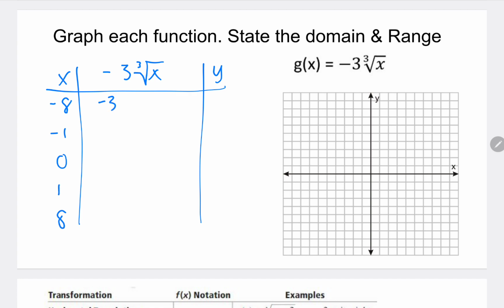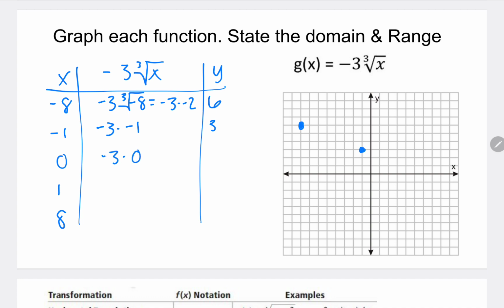So -3 times the cube root of -8. The cube root of -8 being -2. So that's -3 times -2, or 6. So first point is (-8, 6). Then the cube root of -1 is -1, so -3 times -1, so (-1, 3).